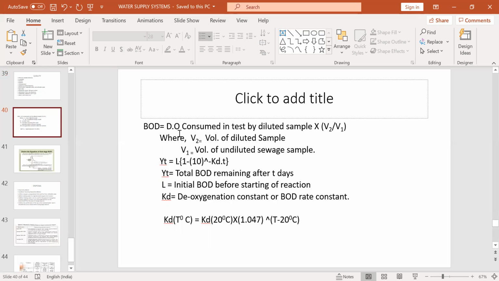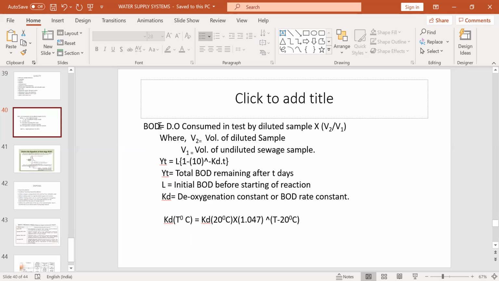And what is the DO consumed in these dilutions? When you dilute the solution of sewage sample, obviously the DO will change. The initial DO and the DO deficit will give the net dissolved oxygen consumed in this process of dilution. That you can find out using the titration process. If you know that DO and these volumes, you can find the 5-day BOD.